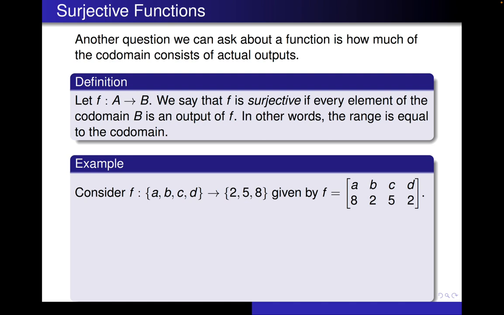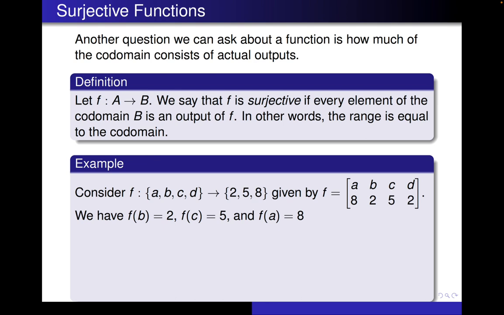So it's not injective, but the question is, is it surjective? Now, surjective, we don't care how many times an output shows up as an output for different inputs. What we care about is all the outputs used, or all the elements of the codomain used as outputs. So if we look at f of b, that gives us 2, f of c gives us 5, and f of a gives us 8.